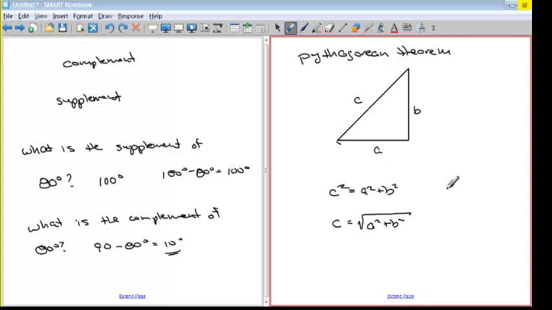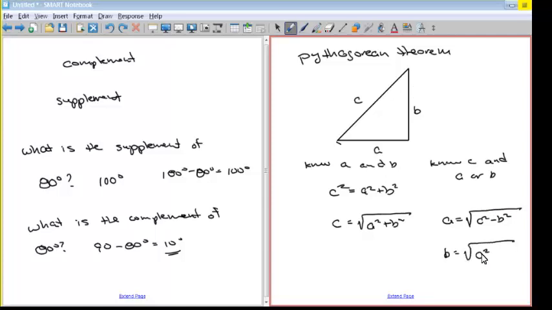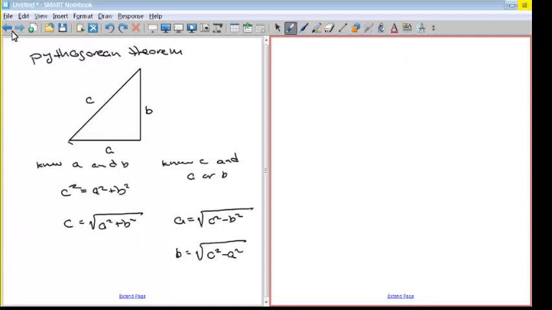The other case is if you're given C and either A or B. So in the first case we know A and B. In this case we know C and A or B. So we know C, and then it's either A or B, and we have to calculate the other one. So in that case, A is going to be equal to the square root of C squared minus B squared if you know C and B. And if you know C and A, then you can just take C squared minus A squared to find B. So that's just using the Pythagorean theorem.